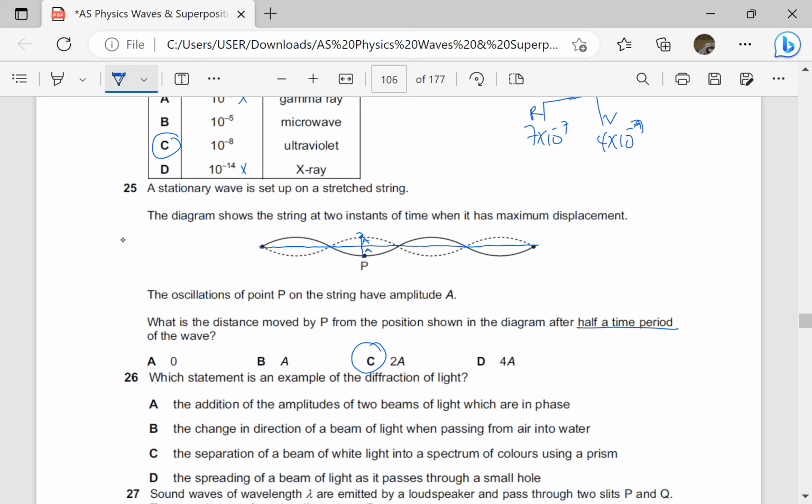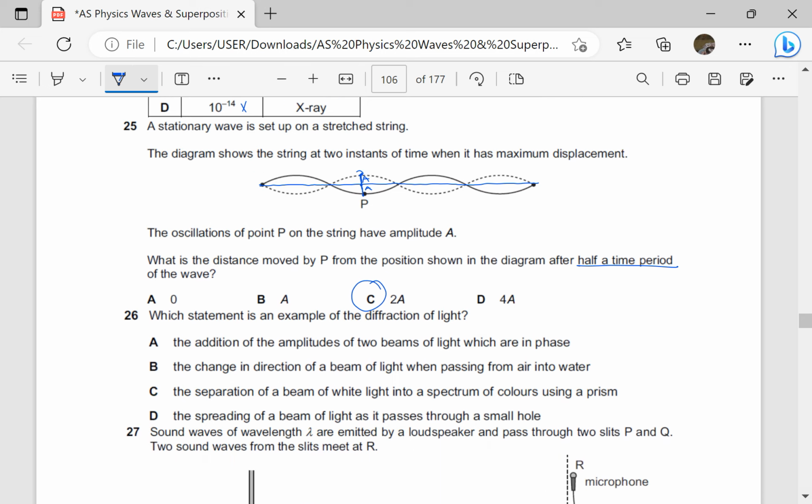It is at maximum displacement at the bottom. A quarter period will go to equilibrium, and another quarter period goes to maximum displacement on the other side. Therefore, it will have covered the distance which is twice A.